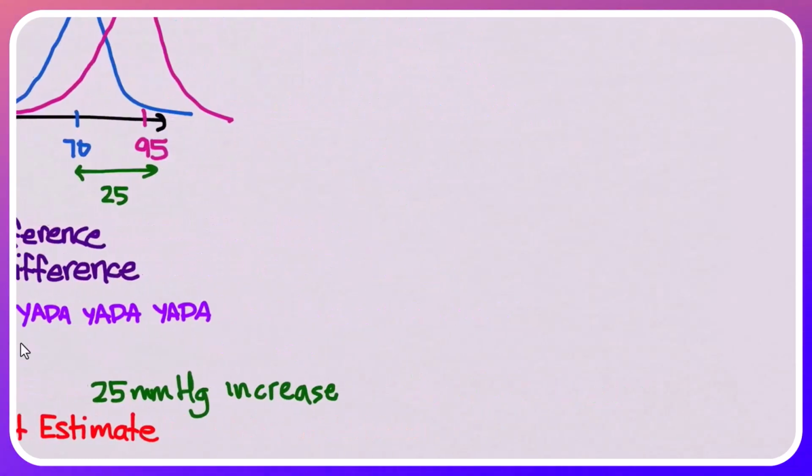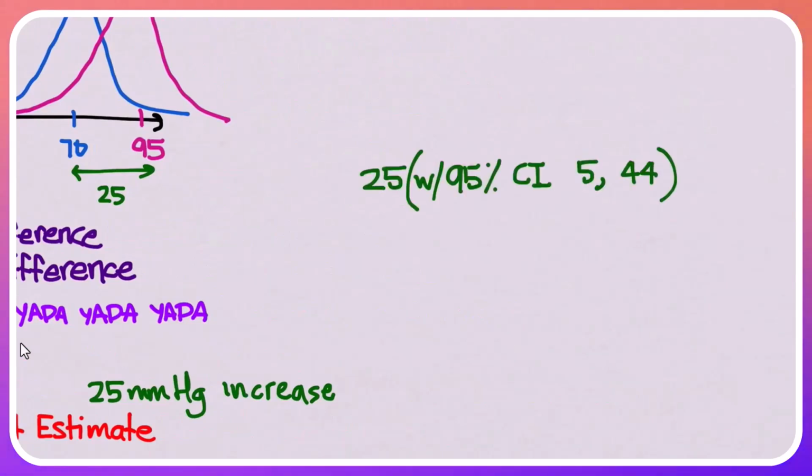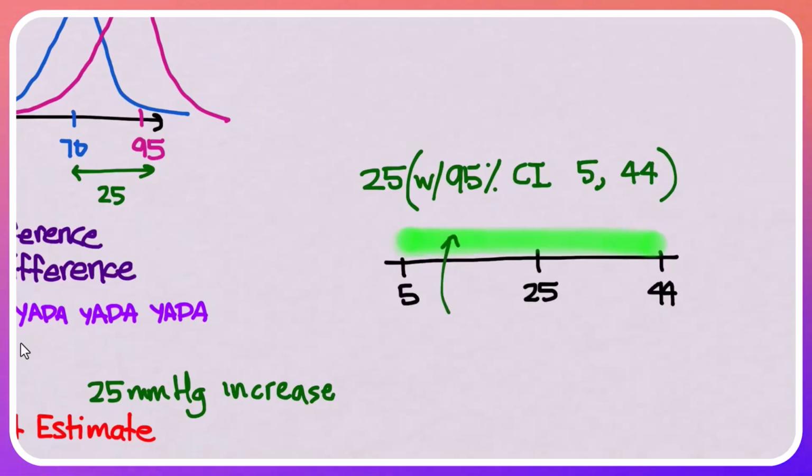So with a confidence interval, we would report that the value is 25 with a 95% confidence interval that the value is between 5 and 44. And this gives us a lot more information. What it says is that we are 95% sure that the real value is between 5 and 44.